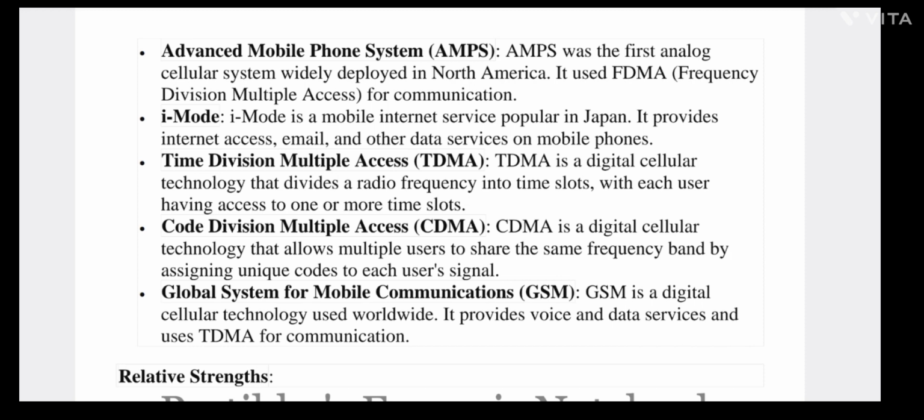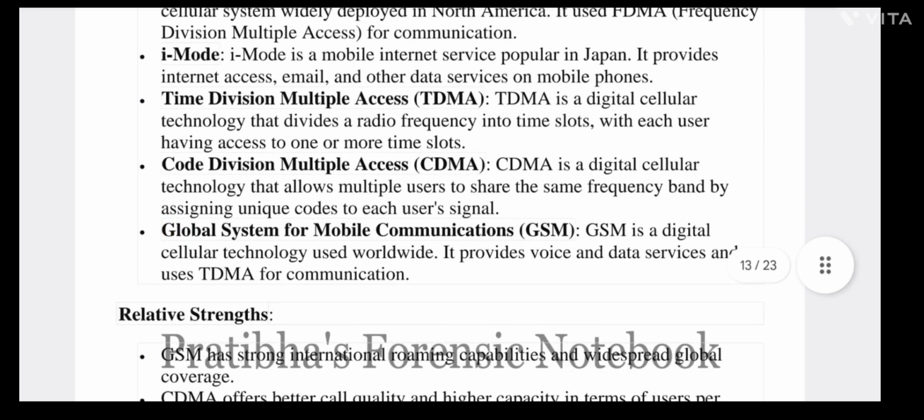Then TDMA is time division multiple access. This is a digital cellular technology that divides the radio frequencies into time slots, and users can access the content according to different time slots. Then code division multiple access, CDMA. It is also a technology that allows multiple users to share the same frequency band on the same signals. Then GSM is global system for mobile communication.